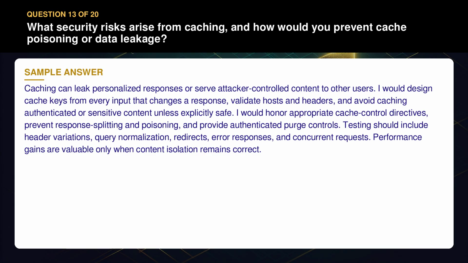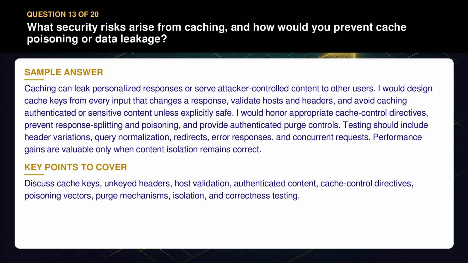Caching can leak personalized responses or serve attacker-controlled content to other users. I would design cache keys from every input that changes a response, validate hosts and headers, and avoid caching authenticated or sensitive content unless explicitly safe. I would honor appropriate cache control directives, prevent response splitting and poisoning, and provide authenticated purge controls. Testing should include header variations, query normalization, redirects, error responses, and concurrent requests. Performance gains are valuable only when content isolation remains correct.